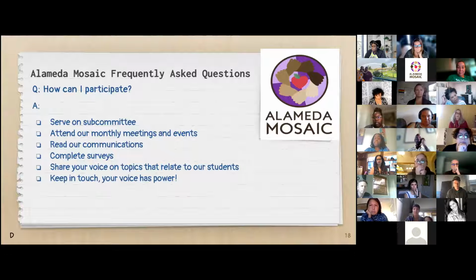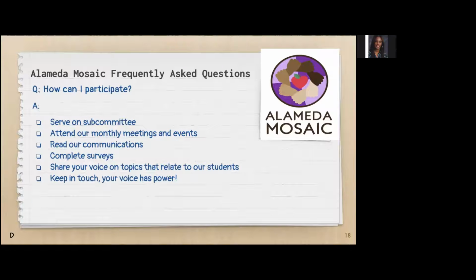We want to make sure that participating in Alameda Mosaic has equal access for those who work, those who don't work, those who have a lot of obligations. We want to make sure that participation is accessible. You'll get surveys. We need to share your opinions, and please know that your voice is our power, and we want to make sure that you can feel heard and have a sounding board when you may not feel so comfortable.